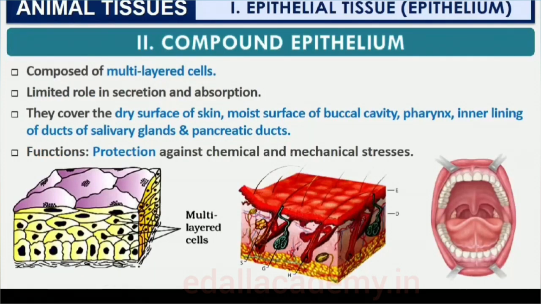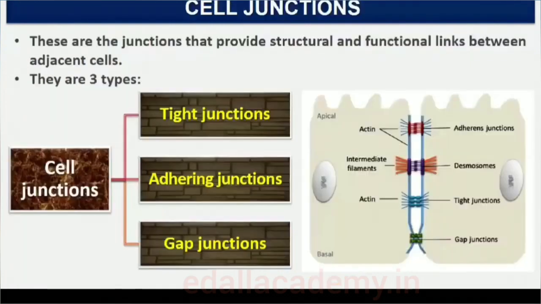They cover the dry surface of the skin, the moist surface of buccal cavity, pharynx, inner lining of ducts of salivary glands and of pancreatic ducts. All cells in epithelium are held together with little intercellular material. In nearly all animal tissues, specialized junctions provide both structural and functional links between its individual cells. 3 types of cell junctions are found in the epithelium and other tissues. These are called tight, adhering and gap junctions.